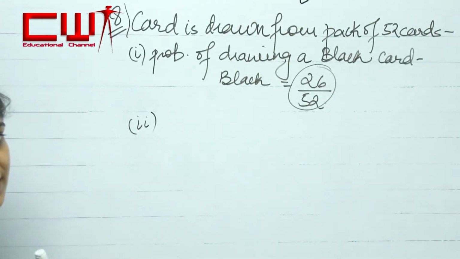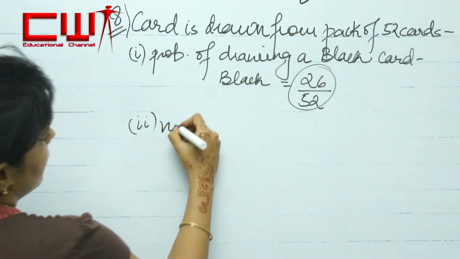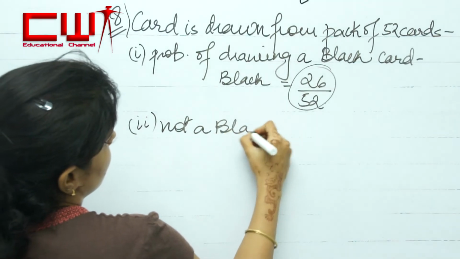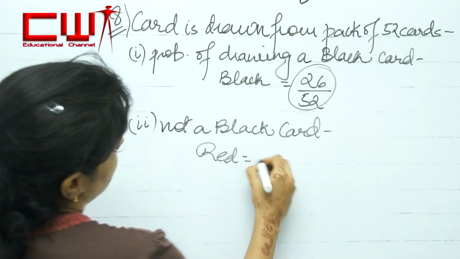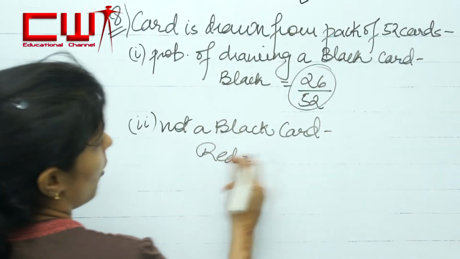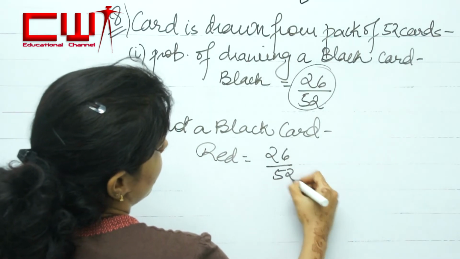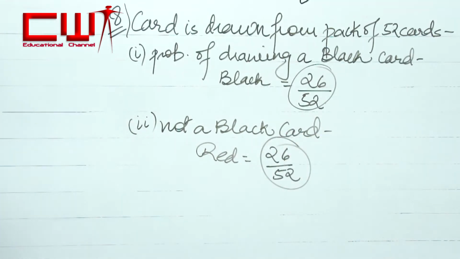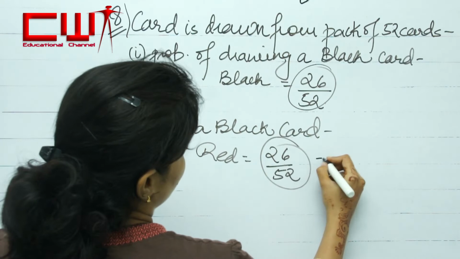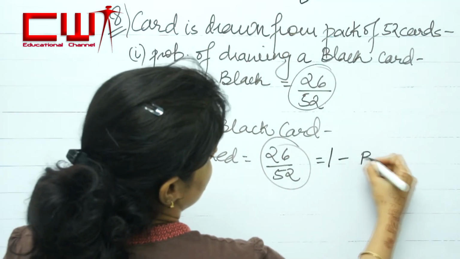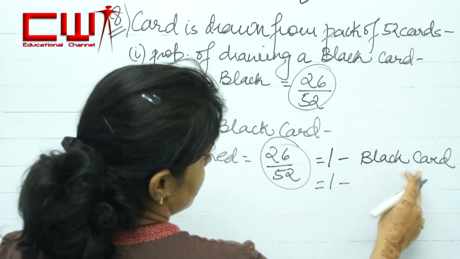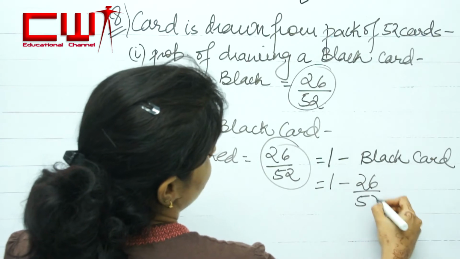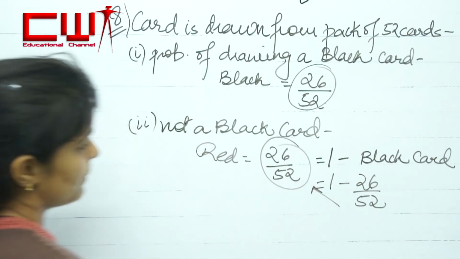What is the second situation? Second situation is not a black card. If it's not a black card, it's a red card. Either of the two. How many red cards are there? 26 by 52. Right? Or you can solve it in another fashion also. You have 1 minus black card. This is another way you can solve it. You have 1 minus, how many black are there? 26 by 52. So again you will get the same answer.